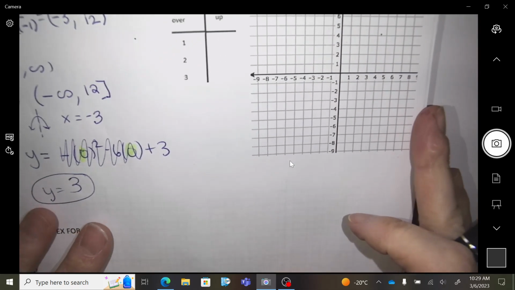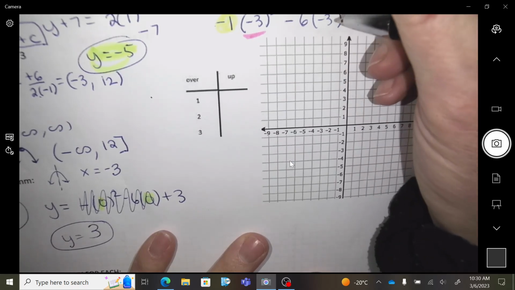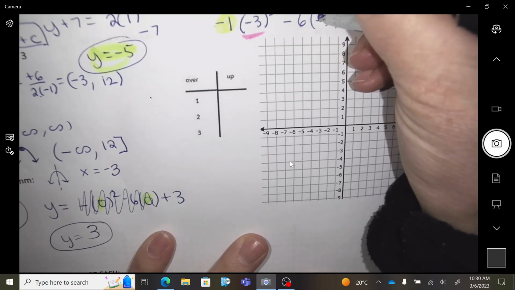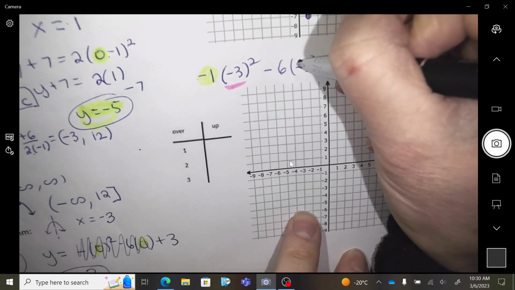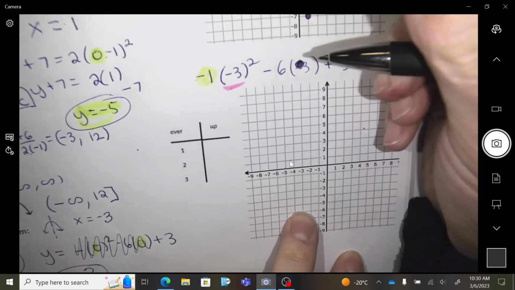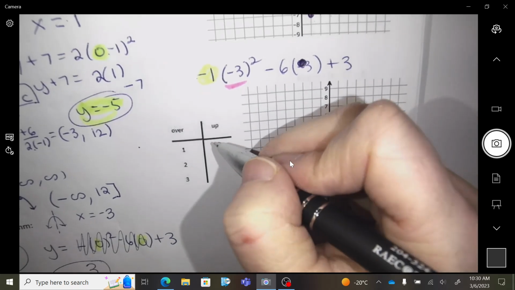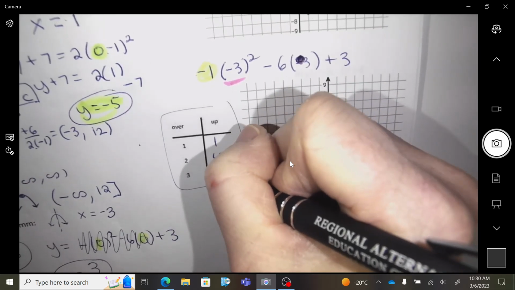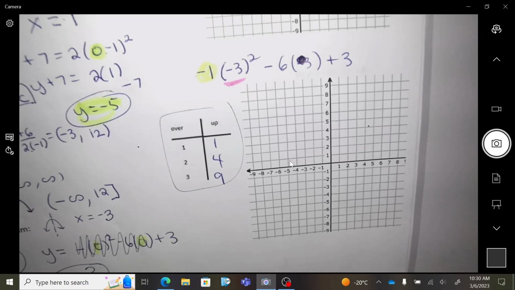Okay, so let's put, oh, I didn't do this very well. -3, 12. I'm sorry, we're like up there. Negative 3 comma 12. I'm off the grid here. I'm sorry. So you'd be up there. And I guess we need a pattern here. So 1, 1, 2, 4, 3, 9.